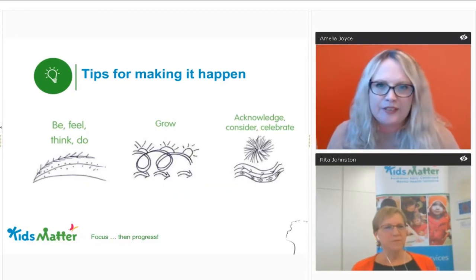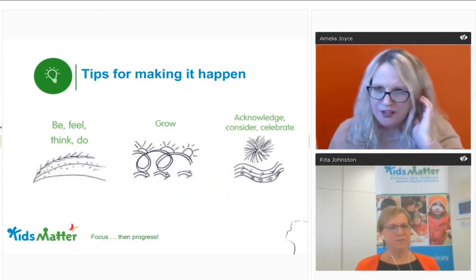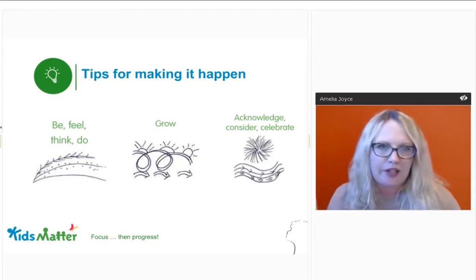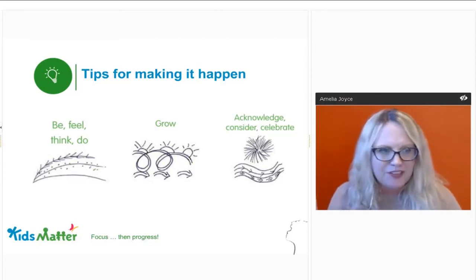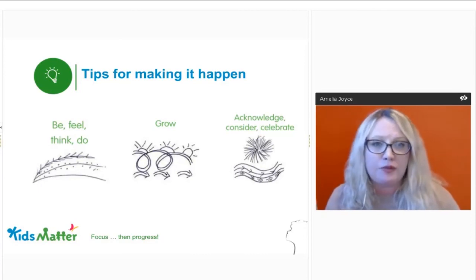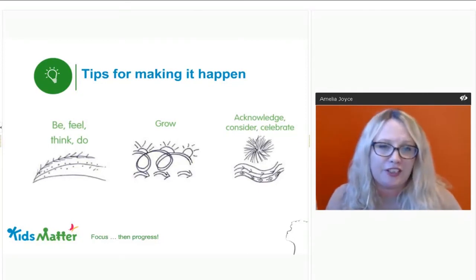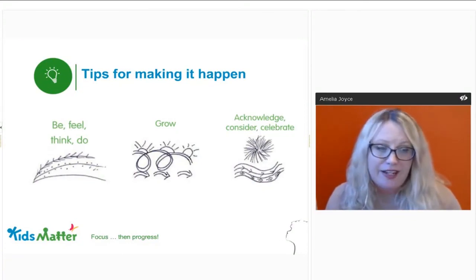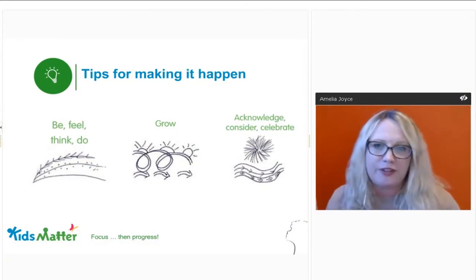So, our final tips for making it happen. You've probably noticed that some of these symbols have been popping up, and these are the KidsMatter Way symbols that Rita mentioned a little bit earlier. There are 7 in total, and you would have seen a symbol around Learn Many Ways, and the previous slide was a symbol for connecting. We've got these 3 symbols here around Be, Think, Feel, Do, Grow, and Acknowledge, Consider, and Celebrate. And these are, in essence, really quite essential to progress through the KidsMatter professional learning.